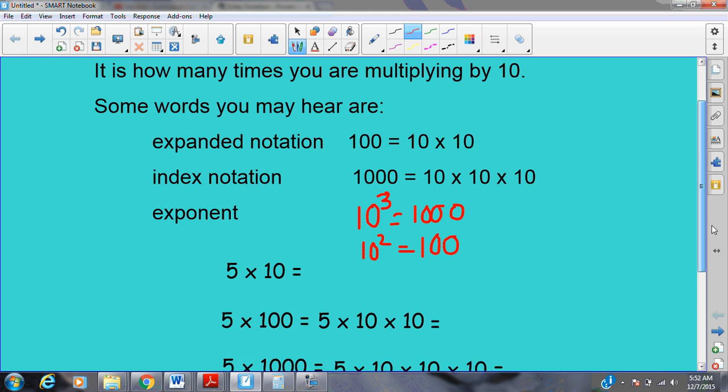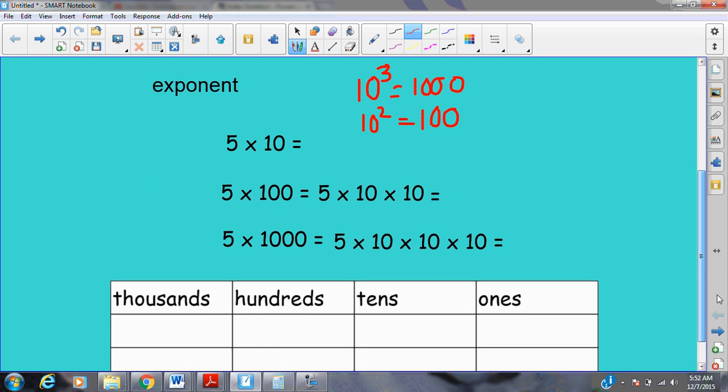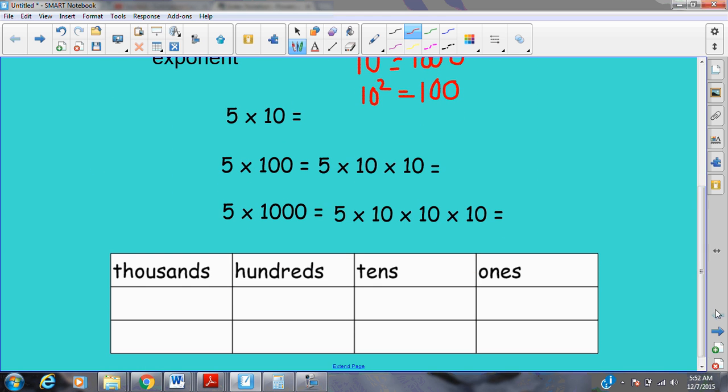Now we're going to work with some examples. We have some problems here. We have 5 times 10. Now if I'm on a place value chart and I'm using my discs, I am going to start off with my 5 ones. 1, 2, 3, 4, 5. And if I am going to multiply 5 by 10, that simply means that I'm going to add 5 ten times.